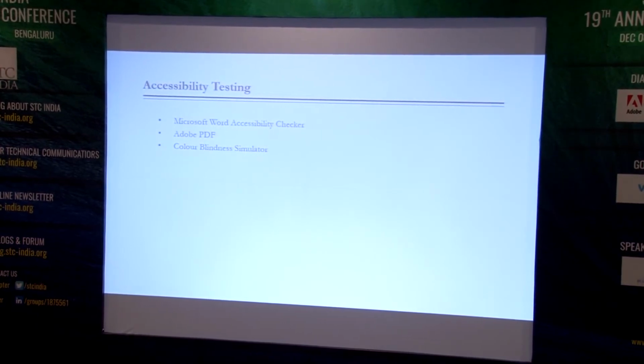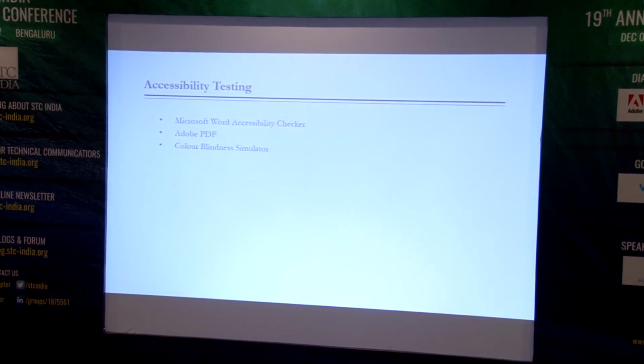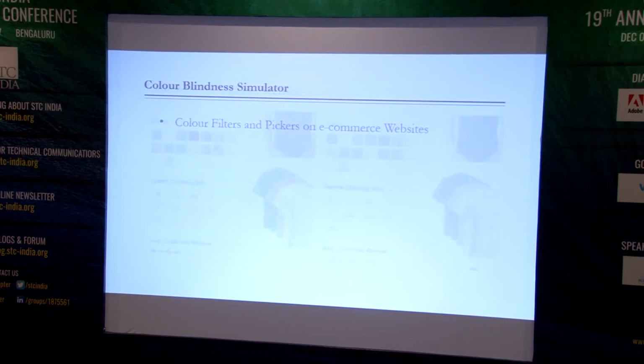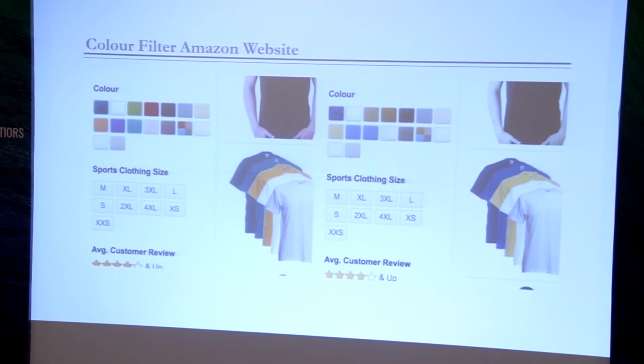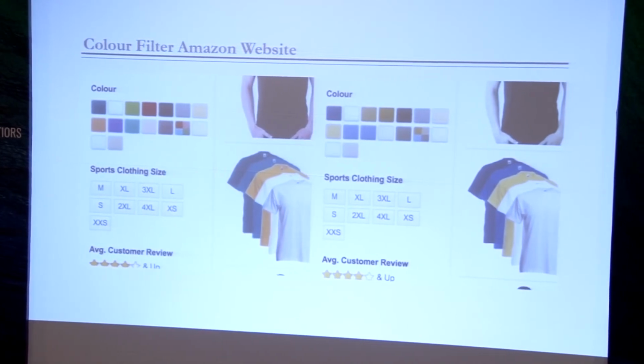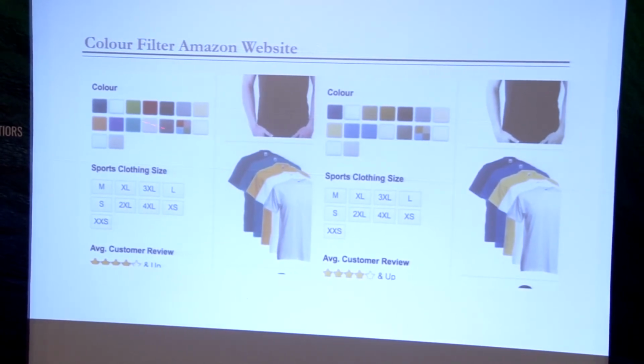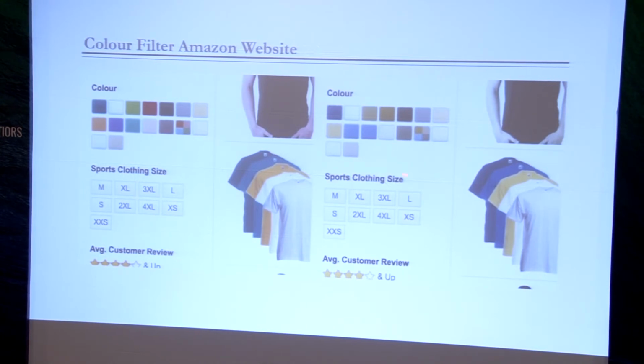The third part is checking for color blindness. Next. So this is what the color filter on the Amazon website looks like to people with normal vision and people with color blindness. So this is for the normal, and this is for the colorblind. Without descriptive text, it is impossible to differentiate many of the options available over here.